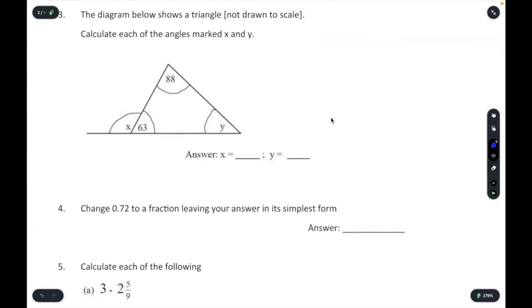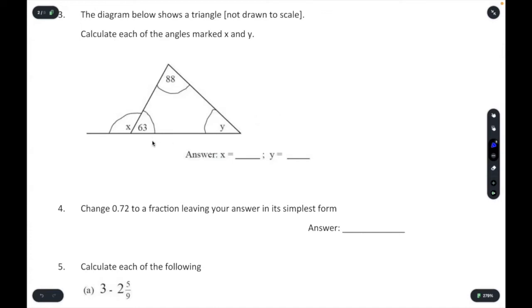Question 3. The diagram below shows a triangle not drawn to scale. Calculate each of the angles marked X and Y. So there are two rules in relation to angles that we need to bear in mind for this question. The first is that the angles on a straight line add up to 180 degrees. And the second is that the angles within a triangle also total 180 degrees. So we'll need to remember both of those rules to work out X and Y.